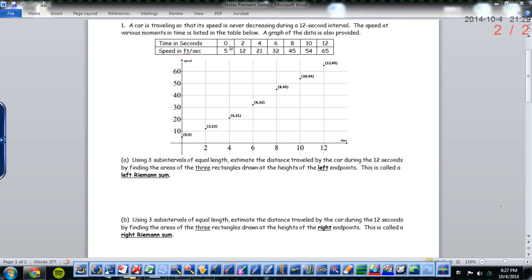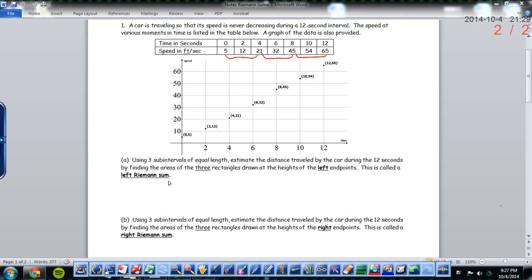All right, so if our time span goes from 0 to 12 seconds, if I divide that by 3, then I have 3 intervals of equal length of 4 seconds. So one of my intervals is from 0 to 4, one is from 4 to 8, and the other interval is from 8 to 12. So I've got 3 intervals, and each of those intervals has a length of 4 seconds.